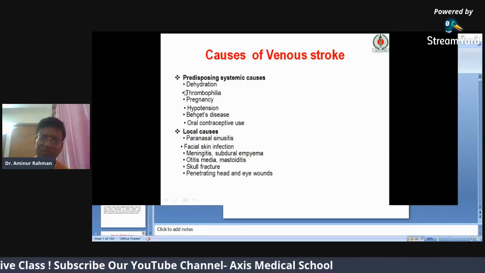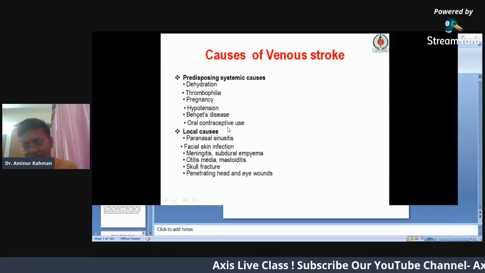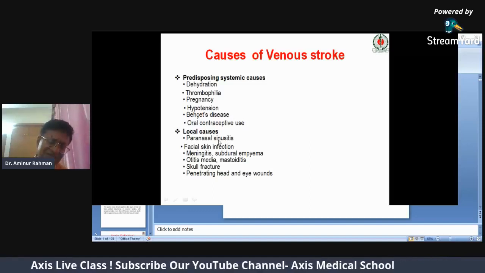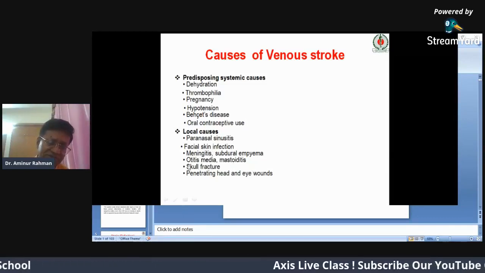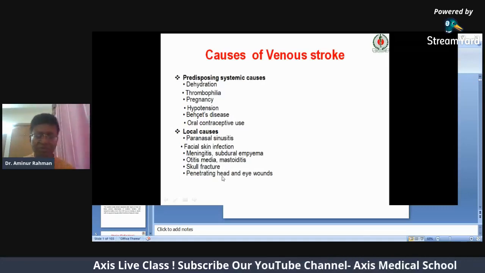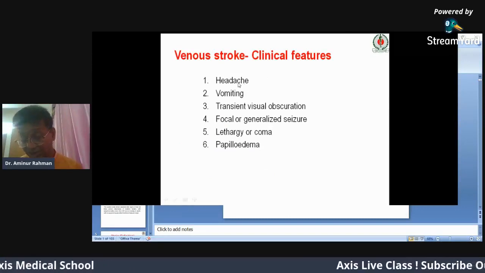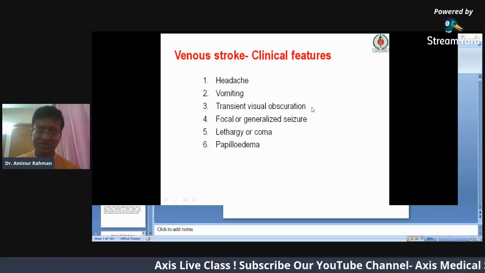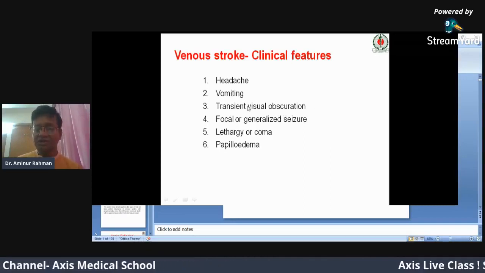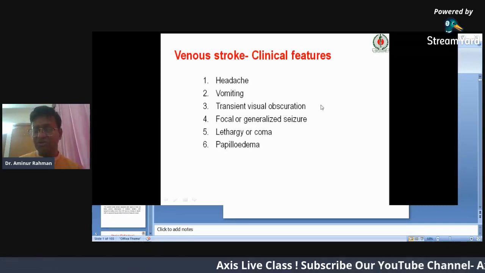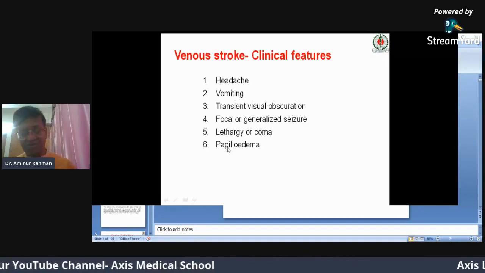Causes of venous stroke include predisposing systemic causes: dehydration, thrombophilia, pregnancy, hypertension, Behcet's disease, oral contraceptive use. Local causes include paranasal sinusitis, focal skin infection, meningitis, subdural hematoma, otitis media, skull fracture, and penetrating head and eye wound. Venous stroke clinical features: headache is more common, vomiting, transient visual obstruction, because when there is a venous stroke there is an increase in the pressure in the brain. This causes papilledema. Also focal or generalized seizure, lethargy or coma, and papilledema.